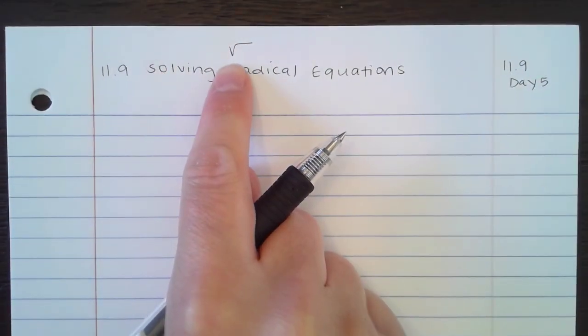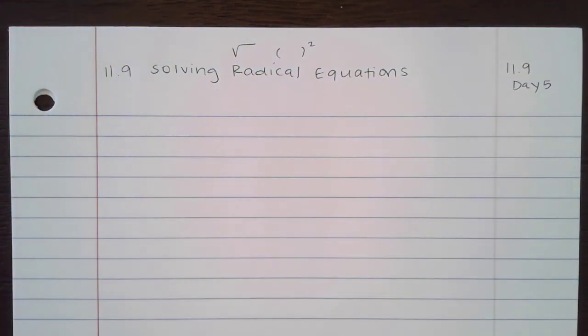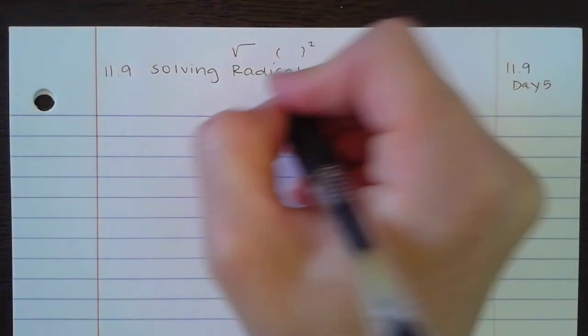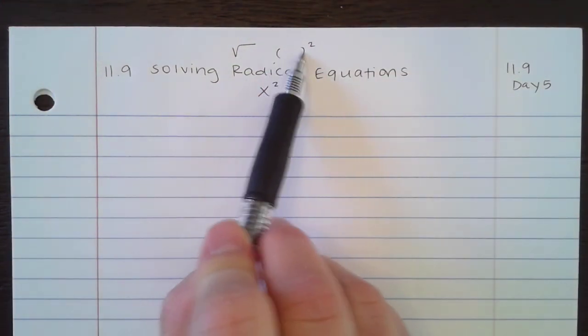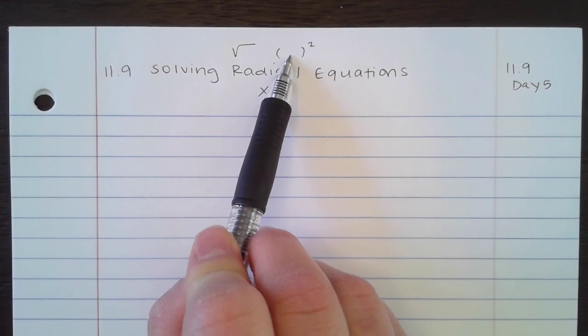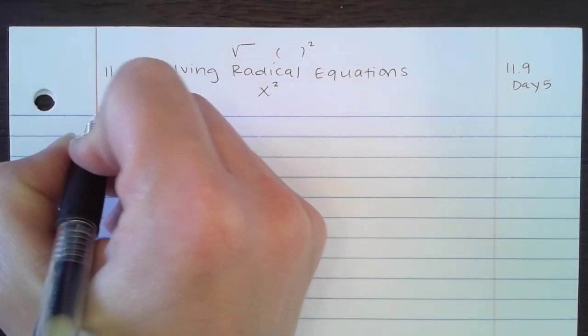So far we've been solving equations that have square roots in them. We've also been solving equations that have things that are squared, and so far it's only been x squareds. But we are going to add when something else is squared. So that's what we're going to do today. We have one little piece left to add to our 11.9.